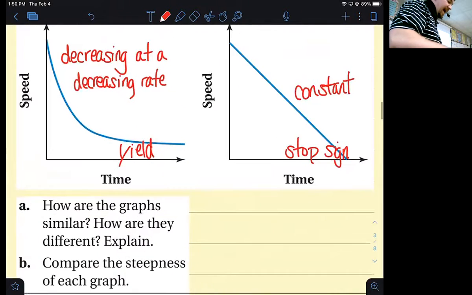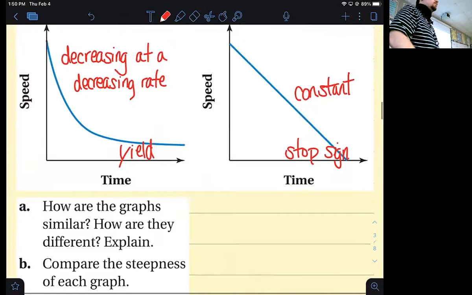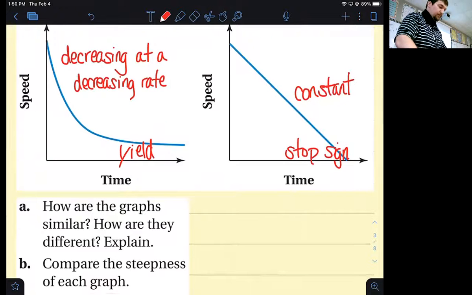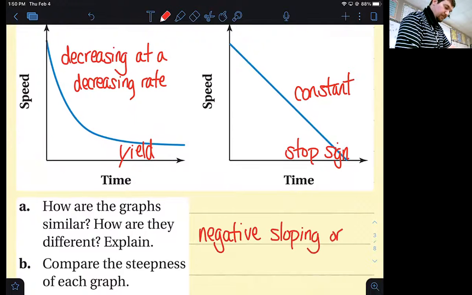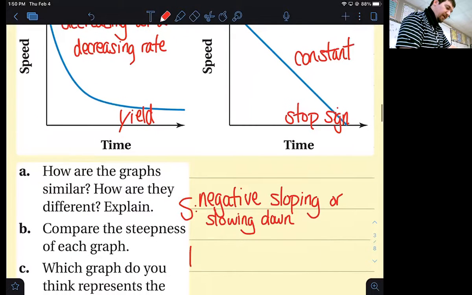All right. How are the graphs similar? Caleb? Caitlin? Negative slopes. I like it. Yep. Both are slowing down. That's what negative slope in this case means, right? Because you're doing your speed. So both of them are slowing down. So you could put either that negative slope or slowing down. So that's one way they're similar. Put an S next to that. And one way they're different.